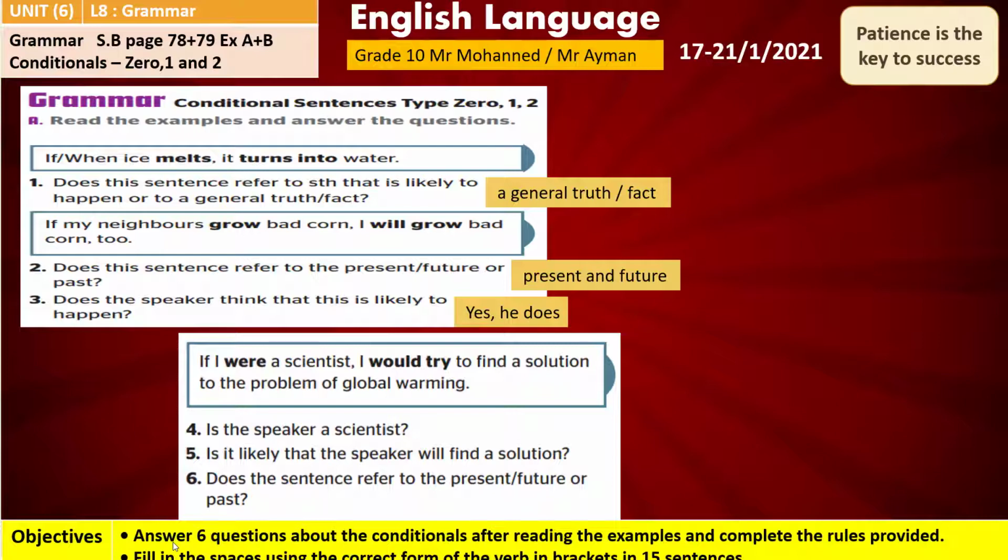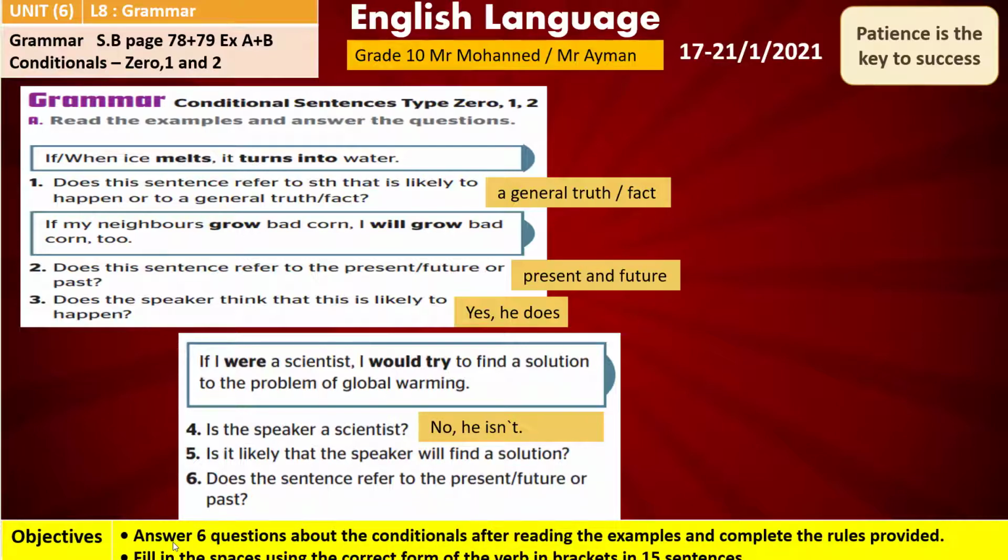What about the next one? If I were a scientist, I would try to find a solution to the problem of global warming. Is the speaker a scientist? Well, when someone says, if I were a scientist, if I were rich, if I were a doctor, it means that he is not a scientist. He is not rich. He is not a doctor. So the answer would be, no, he isn't.